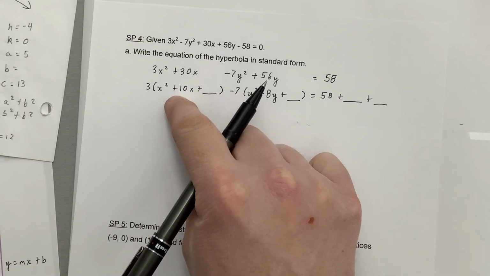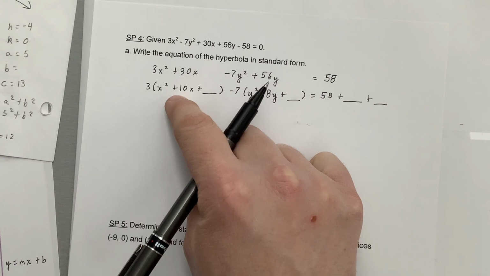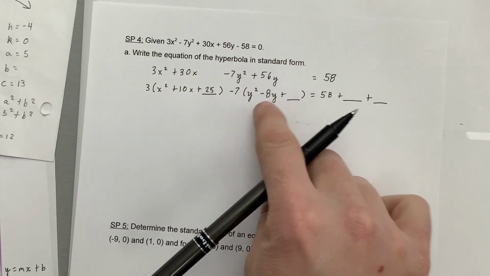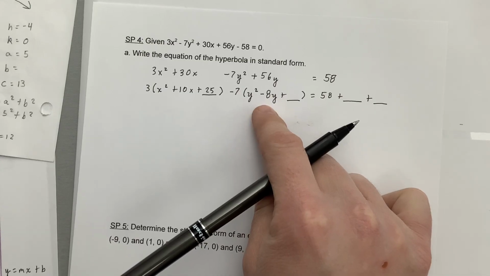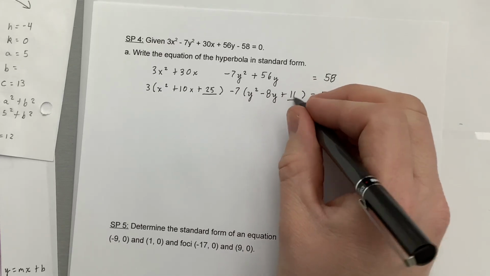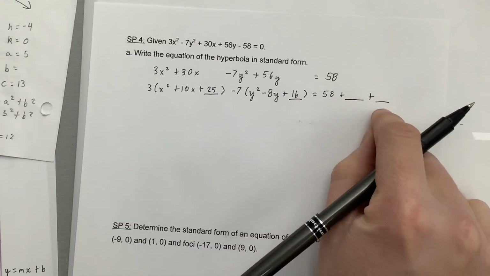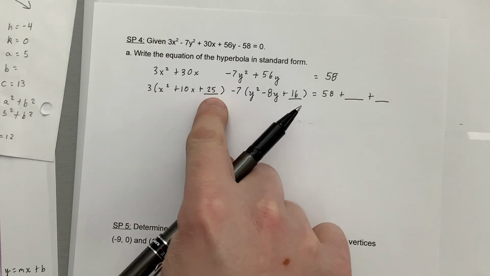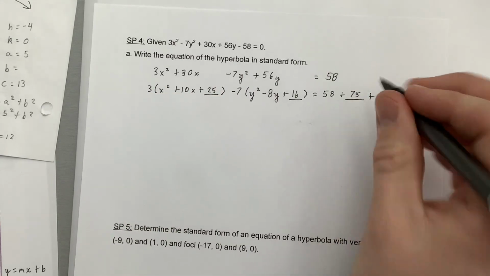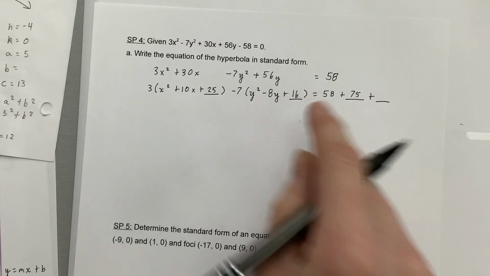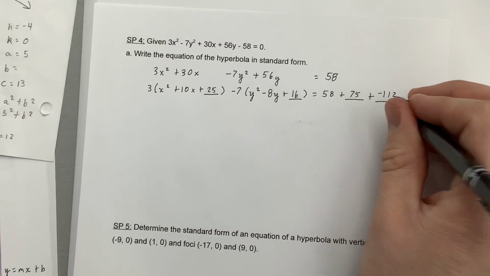Half of 10 squared. Half of 8 squared. Very good. 25 and 16 over here. No. Nope. 3 times 25 will get us 75. Got to be careful. -7 times 16. -112.